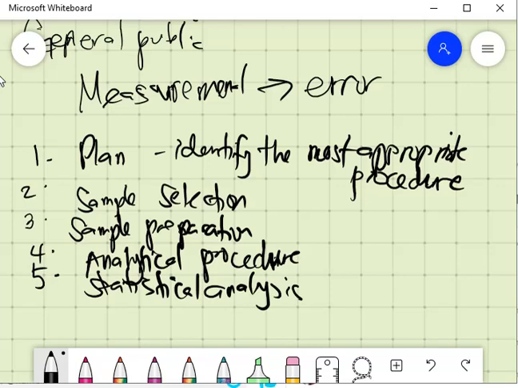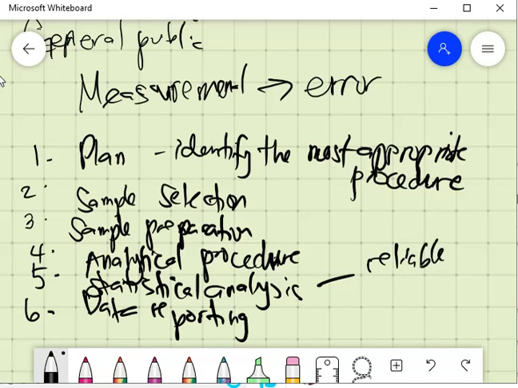In every measurement, you need to have statistical analysis, and then, of course, data reporting. Because the statistical analysis will show how reliable your results are. Right? Okay.